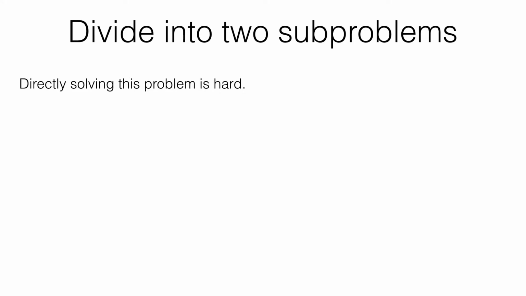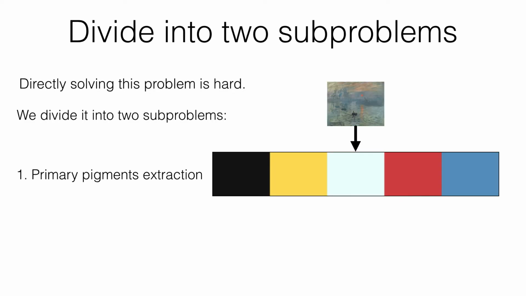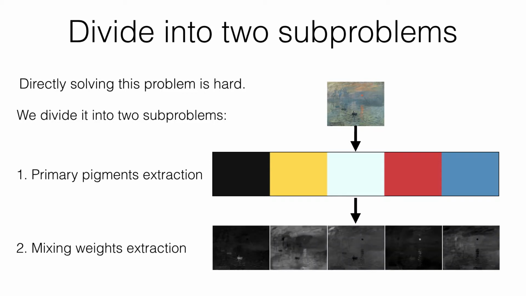Directly solving this optimization with those regularization terms is still hard for the whole image in terms of performance and convergence of such a non-convex problem. It is better to divide the problem into 2 subproblems. First, we can extract primary pigments from the image, and then fix the prime pigments and extract the per pixel mixing weights. First, we introduce the pigment extraction step.